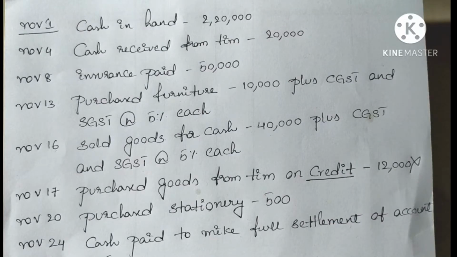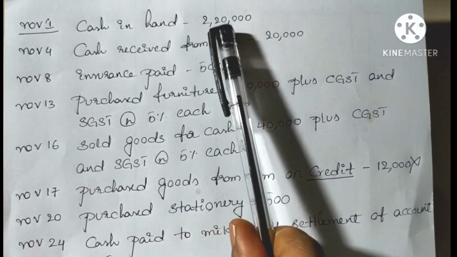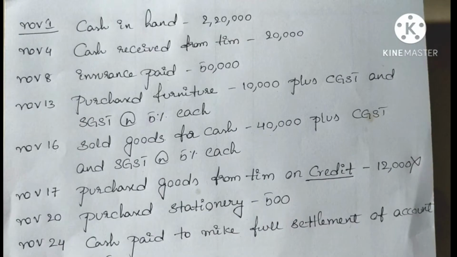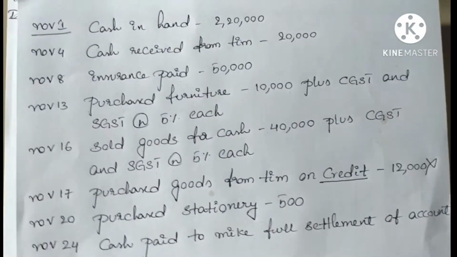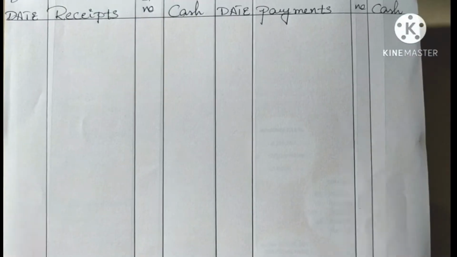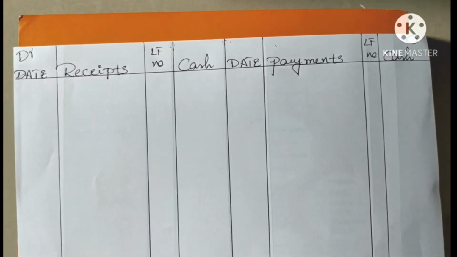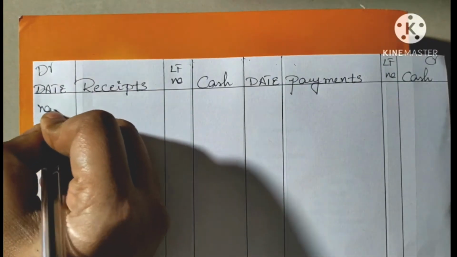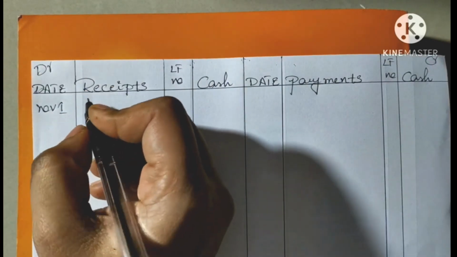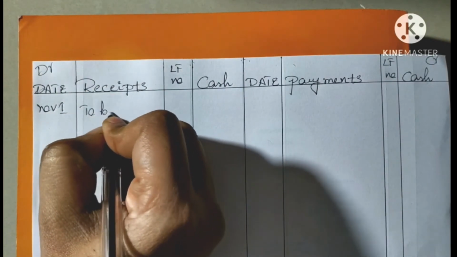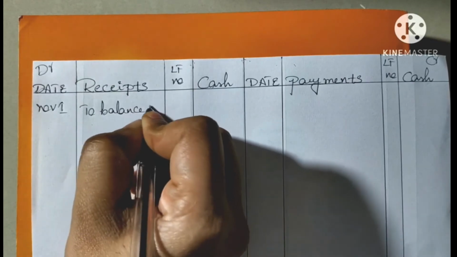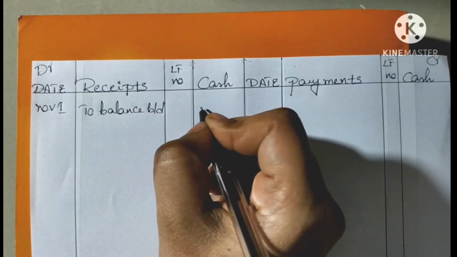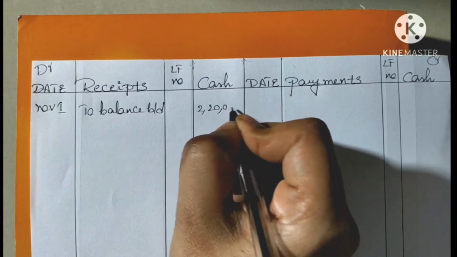Our first transaction is cash in hand 2,20,000. Cash in hand means opening cash balance. We should always mention to balance brought down on the debit side of the cash book. So the date is November 1st, to balance brought down and 2,20,000 in the cash column.